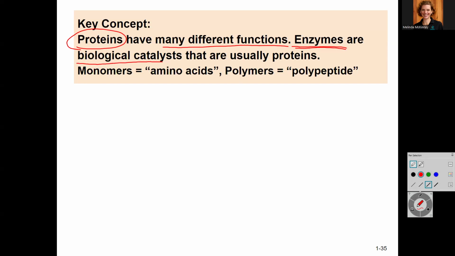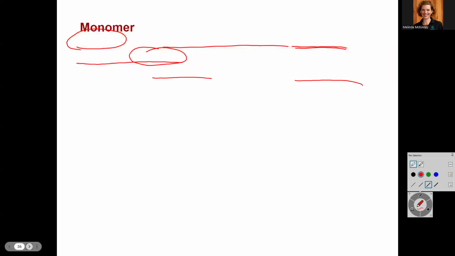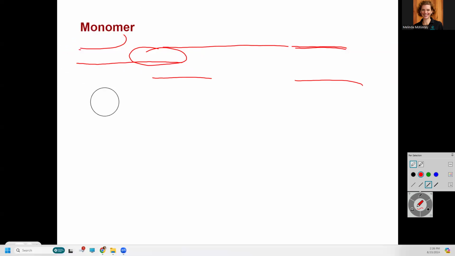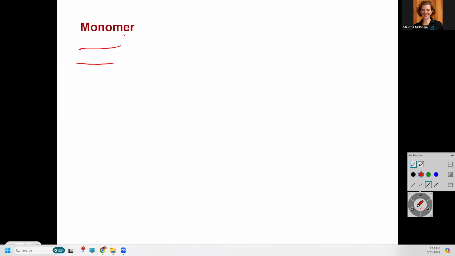They are biological catalysts. A catalyst is something that speeds up the rate of a reaction. And the monomers are called amino acids, and the polymers are called polypeptides. Okay, so the monomer is an amino acid. Amino, that word root refers to the fact that it has nitrogen in it. An acid is the fact that it donates the hydrogen to solution. So remember, acids are going to increase the hydrogen ion concentration of a solution.